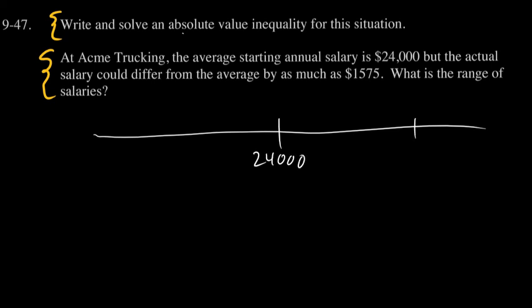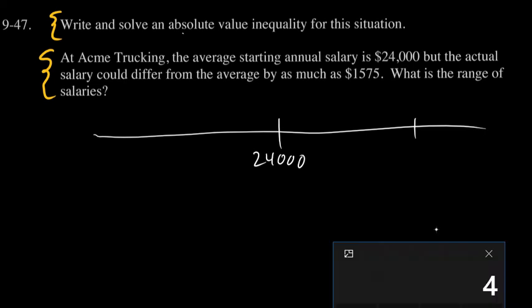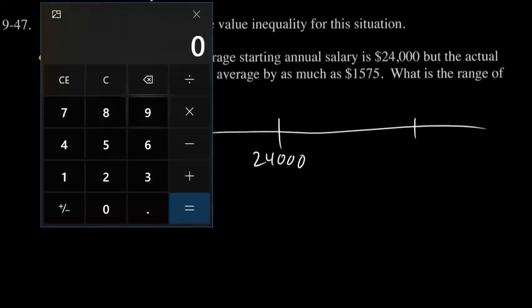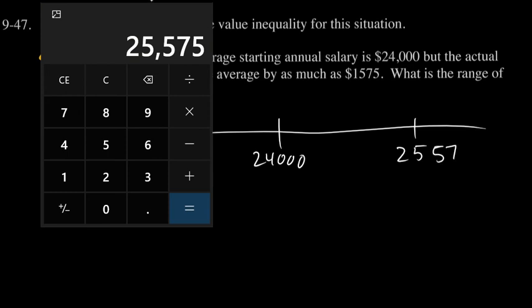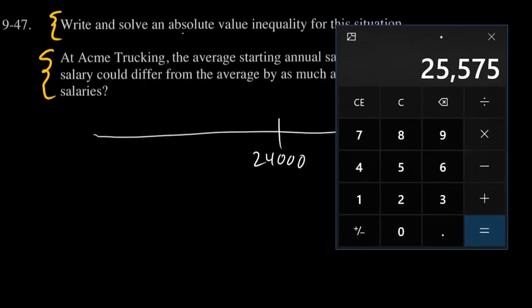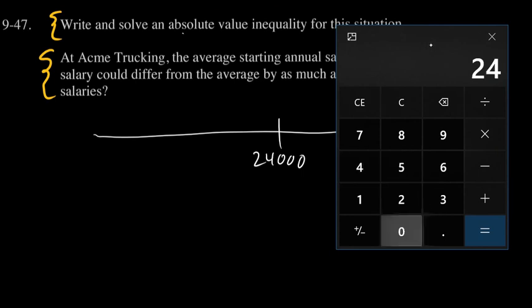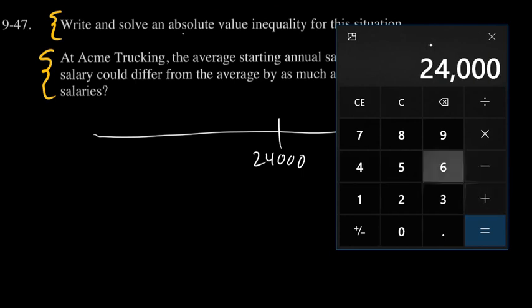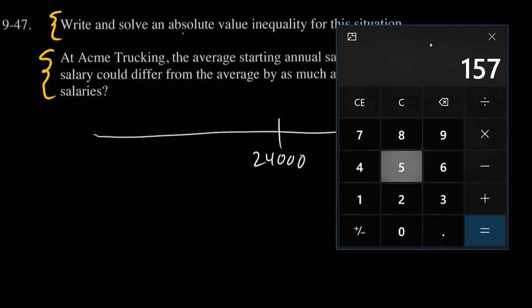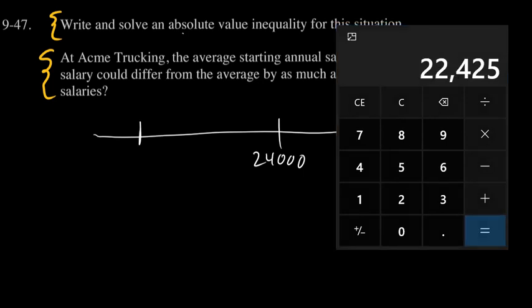And above that, if I take the $24,000, oh dear, time for some arithmetic. I'll take the $24,000 and I'll add to it $1,575. I get the upper bound of $25,575. And on the lower end of that, I'll take the $24,000 and I'll subtract the $1,575. And on the lower end, I get this $22,425.